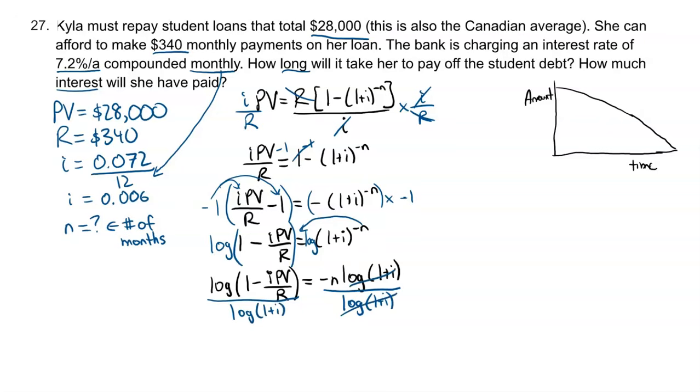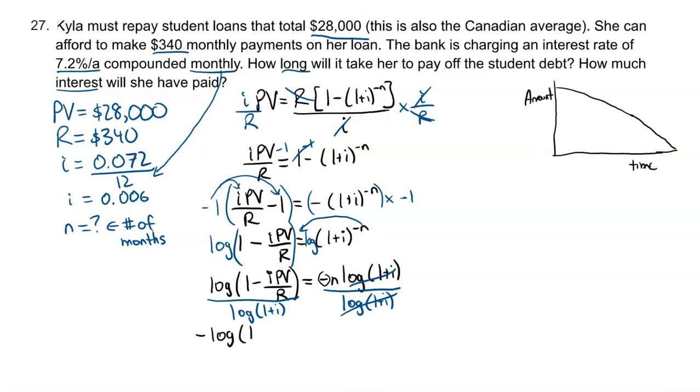And the logs don't actually cancel on the left side. It's very much like sine or cosine that operates on something. It's not like they're being multiplied and you can divide them out. So they operate on what follows. So it's very important you keep the log in both the numerator and denominator.